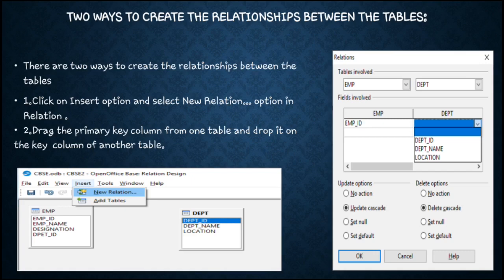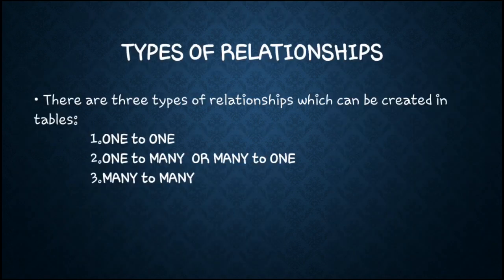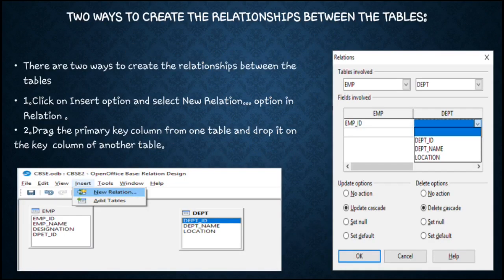There are two ways to create a relationship between tables. The first one: click the insert option. Here we have an insert tab in the menu bar, then go to the new relations option. You will get a relation dialog box on the right side. Here you have to choose which tables you want to relate. So I created an employee table, EMP, and a department table for making the relationship.